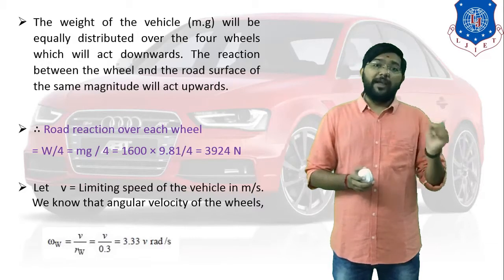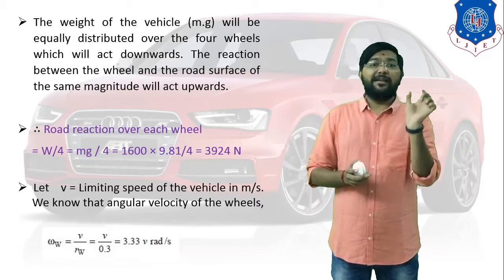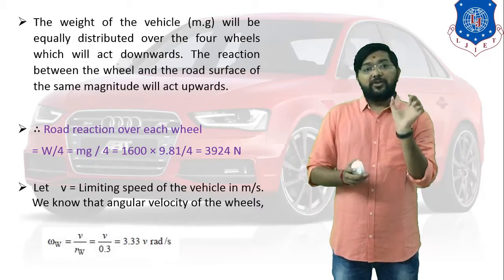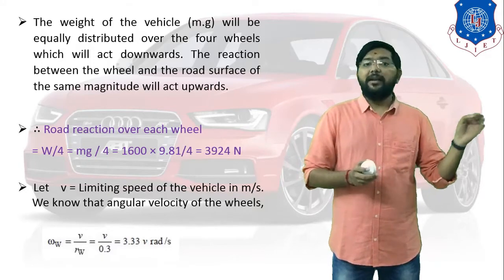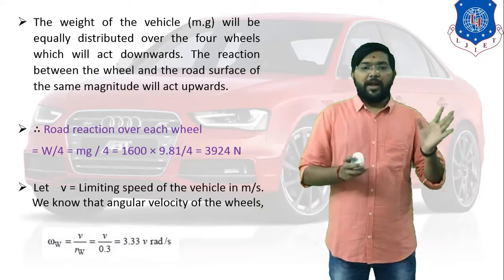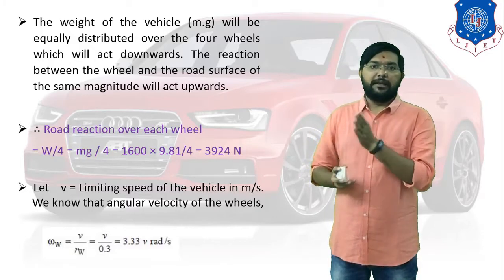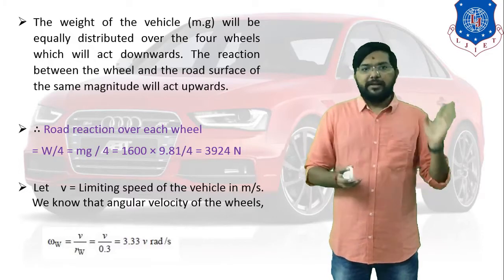We have to find velocity. Clear? So V is an unknown term. So in all the equations, velocity we have to keep as an unknown term. So omega W is equal to 3.33 V radian per second.